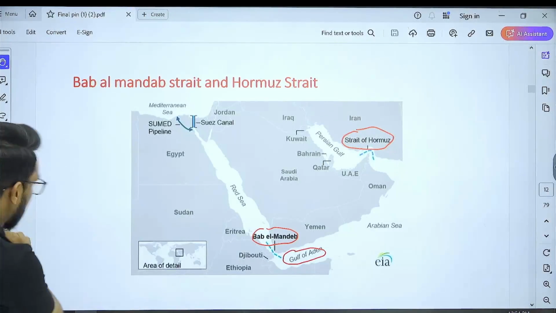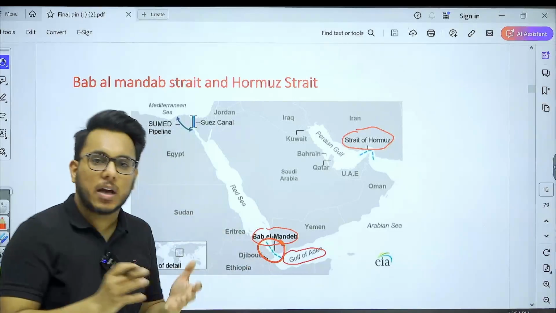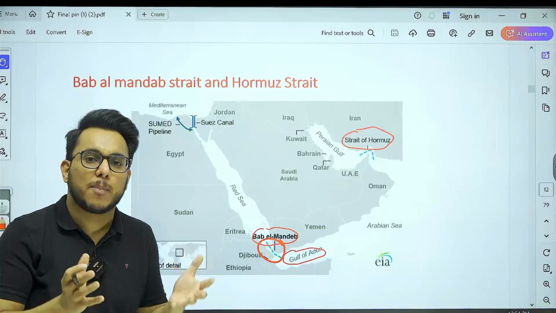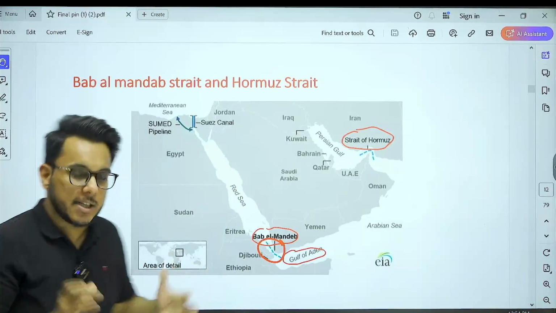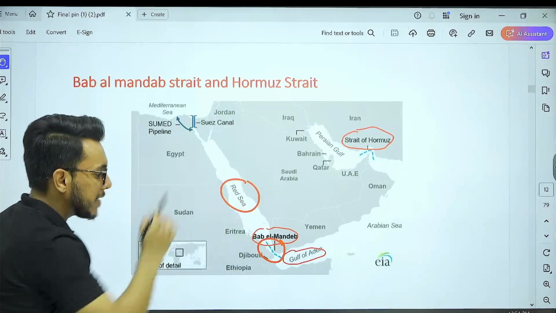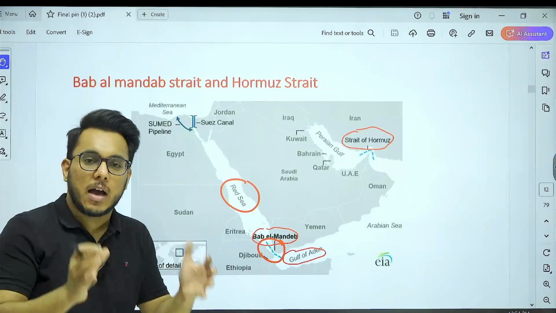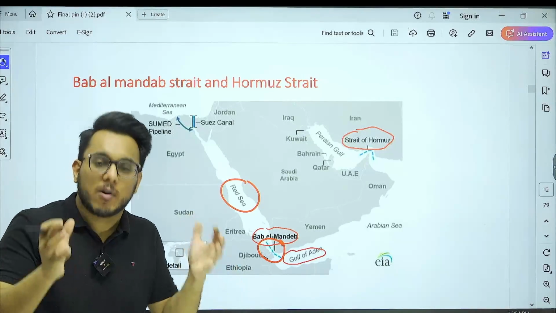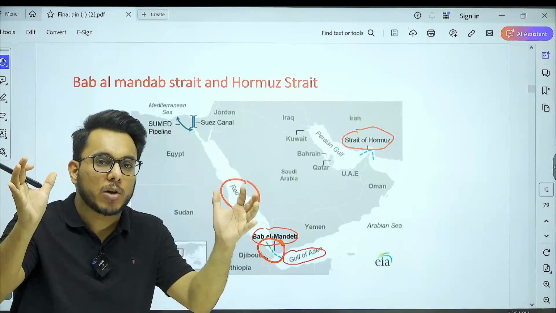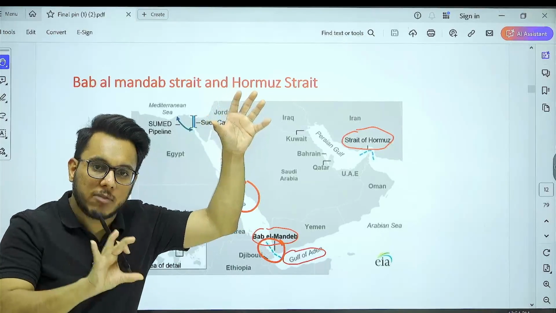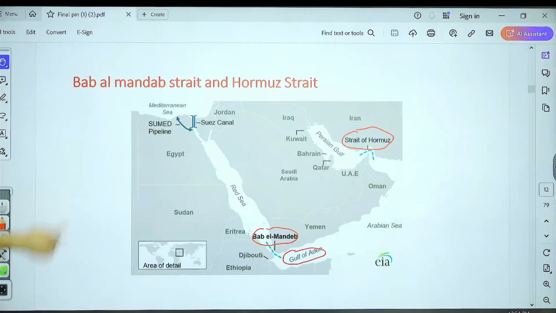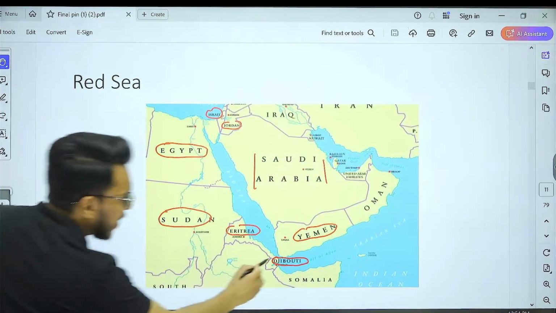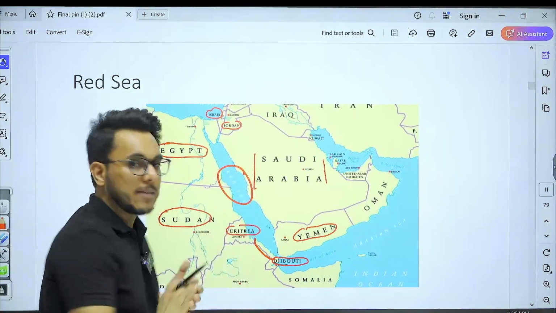You will enter the Bab el Mandab Strait. What is a strait? A strait is simply a narrow body of water that connects two larger water bodies. So here in the north we have the Red Sea, and in the south we have the Arabian Sea and the Gulf of Aden. These two larger water bodies are being connected by the Bab el Mandab Strait. So you'll enter Bab el Mandab, and through it you will enter the Red Sea area.